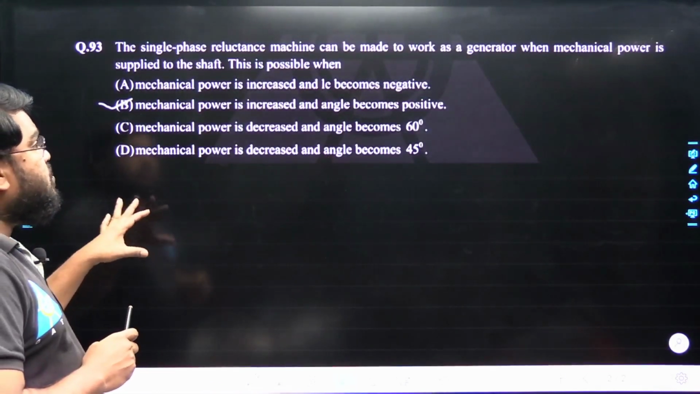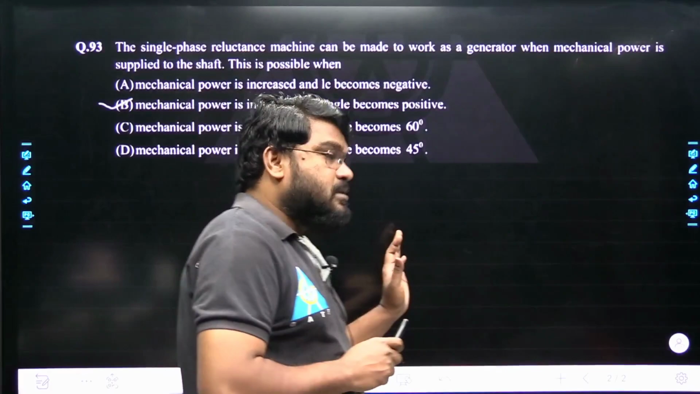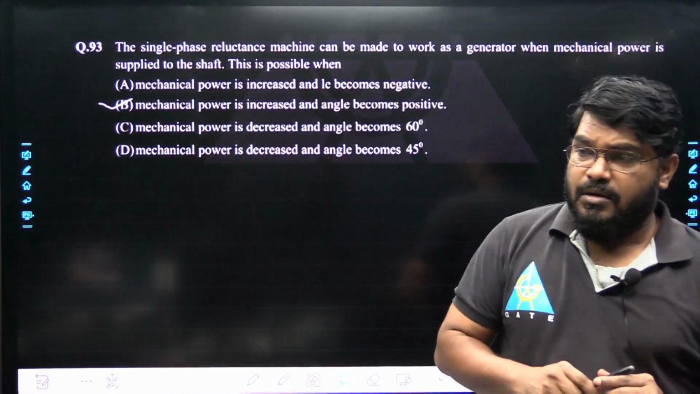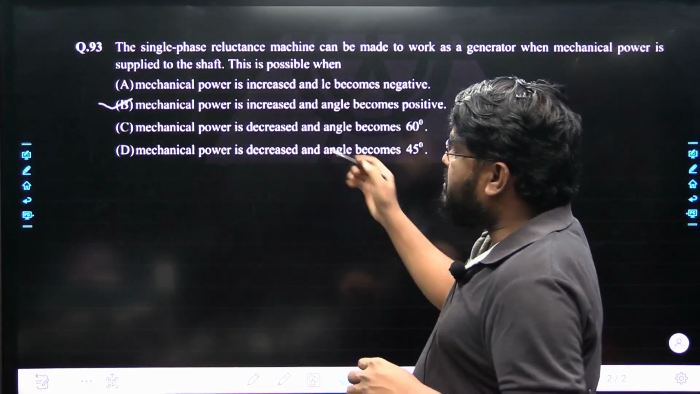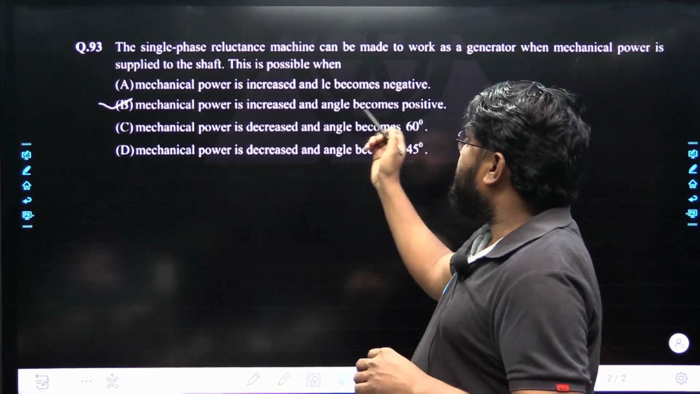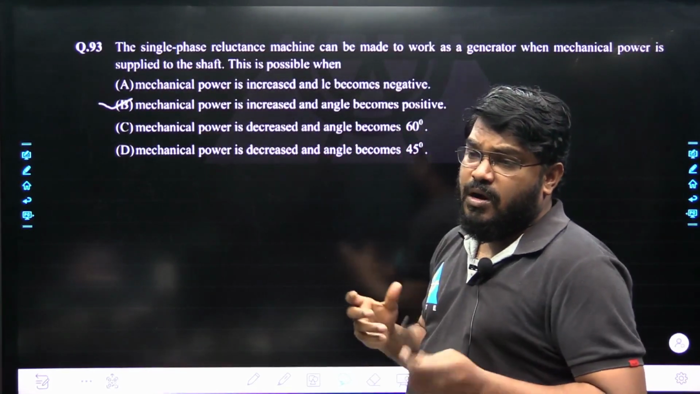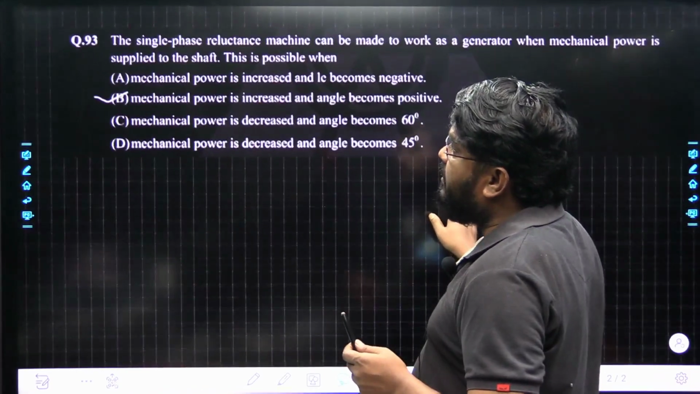This is the question which was asked in IES 2021. The answer for this question is: mechanical power is increased, load angle is positive. I will explain this part here.